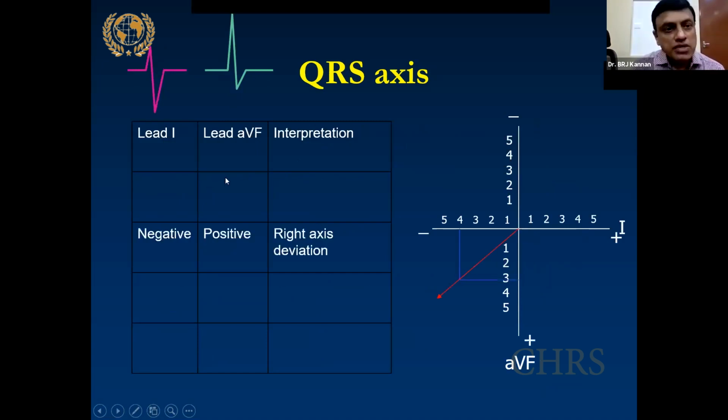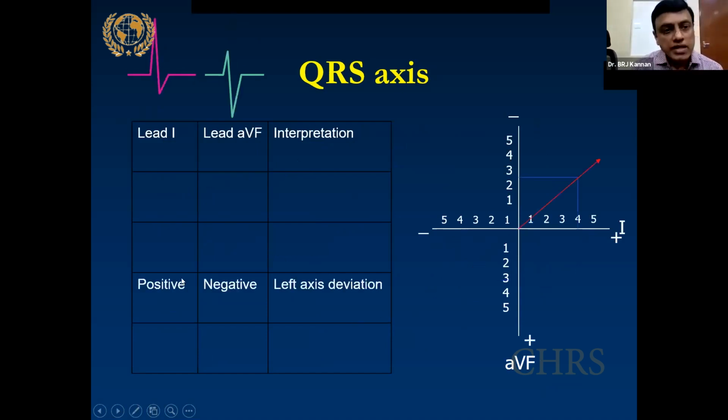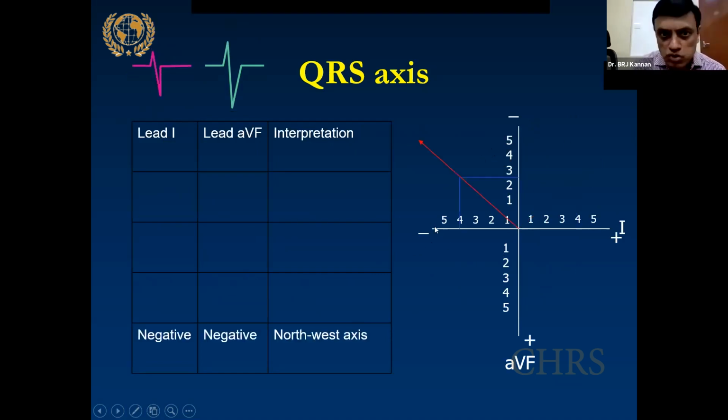Suppose the QRS is negative in lead 1, but positive in AVF, the axis will fall here. So it is right axis deviation. Lead 1 negative, AVF positive is right axis deviation. And if lead 1 is positive, AVF is negative, the axis falls here. So it's left axis deviation. And if both are negative, this is the no man's land.